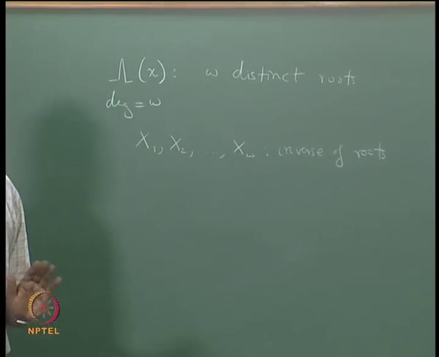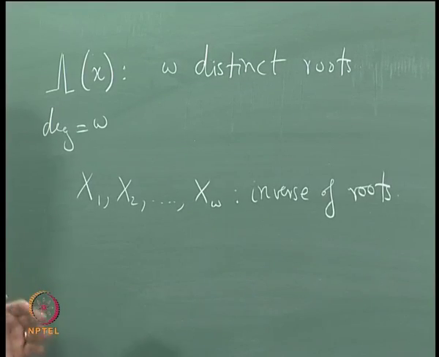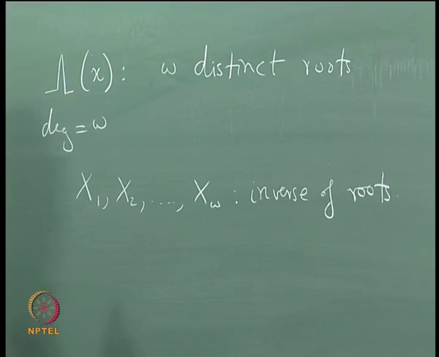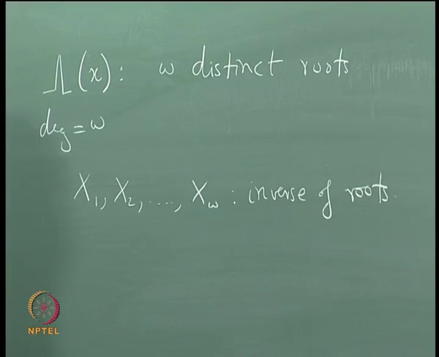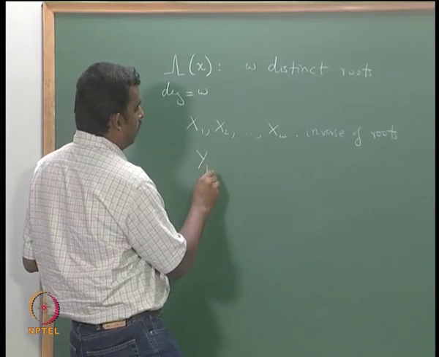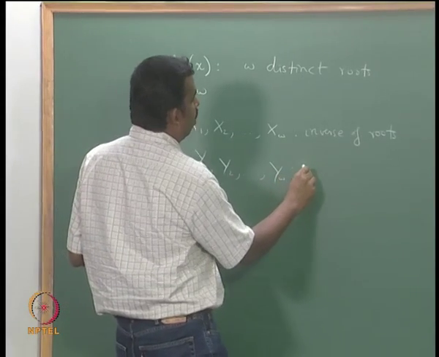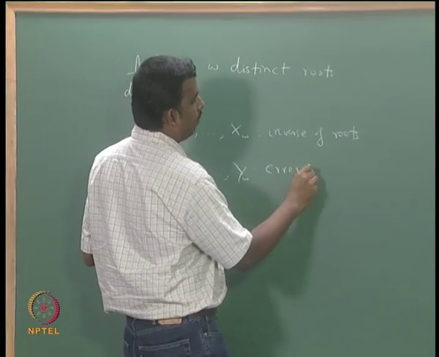We are not yet done, because we haven't yet found the error polynomial exactly. We have found the locations of the errors. What have we not found? The Yi's. The Yi's are called the error magnitudes.